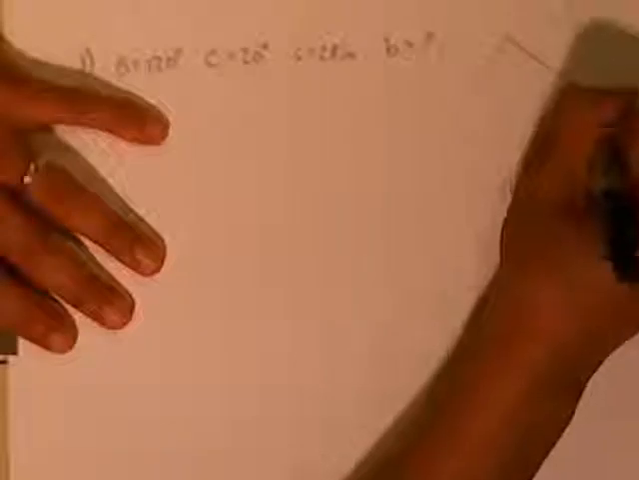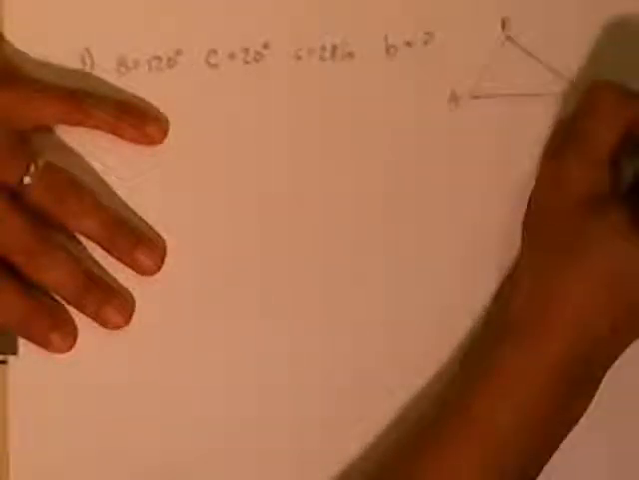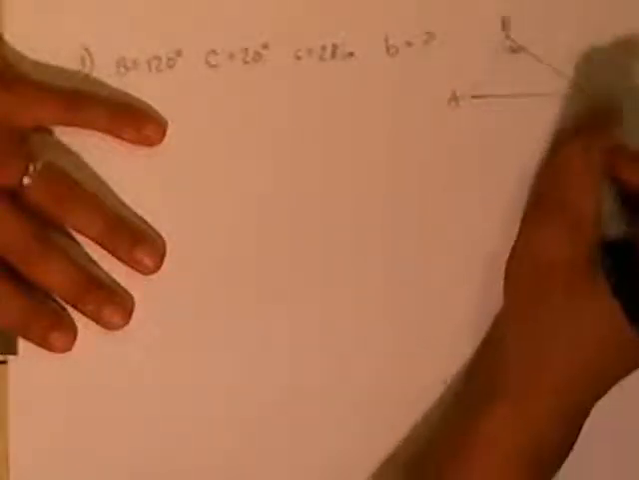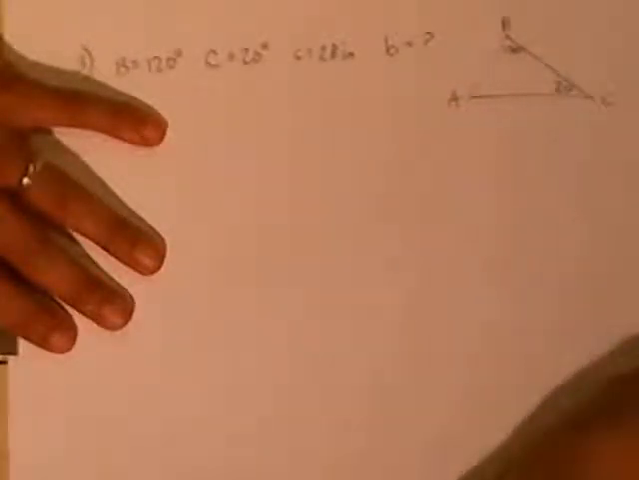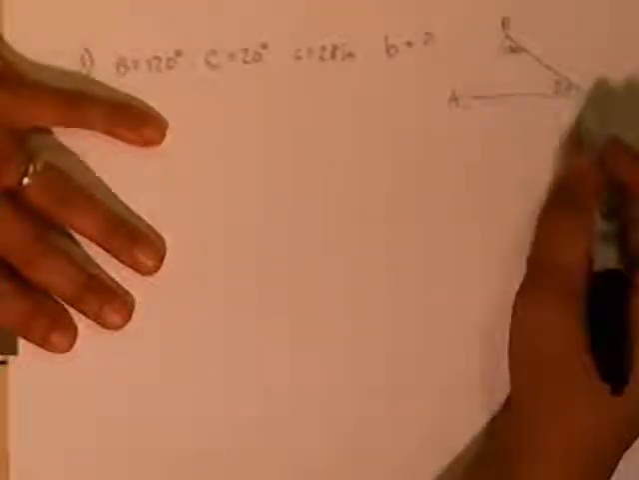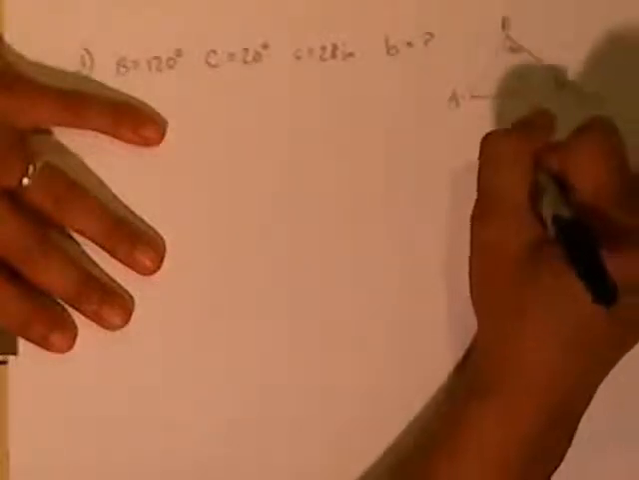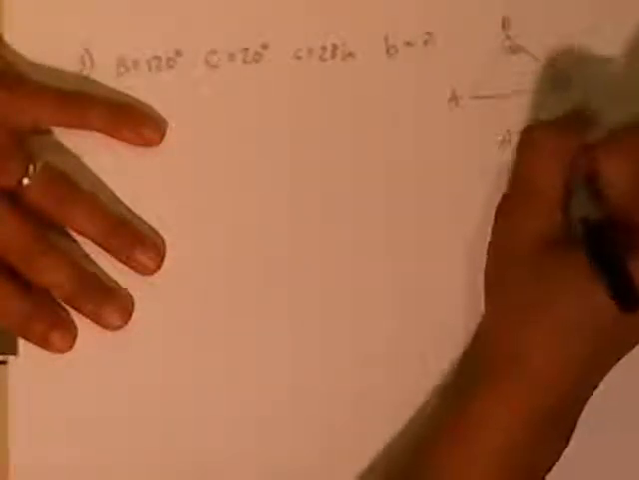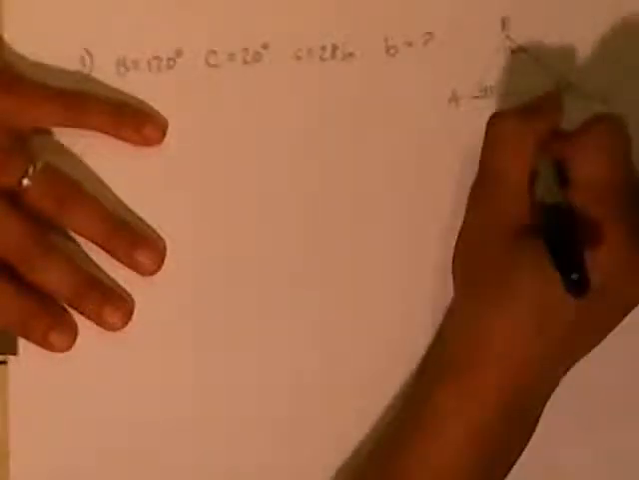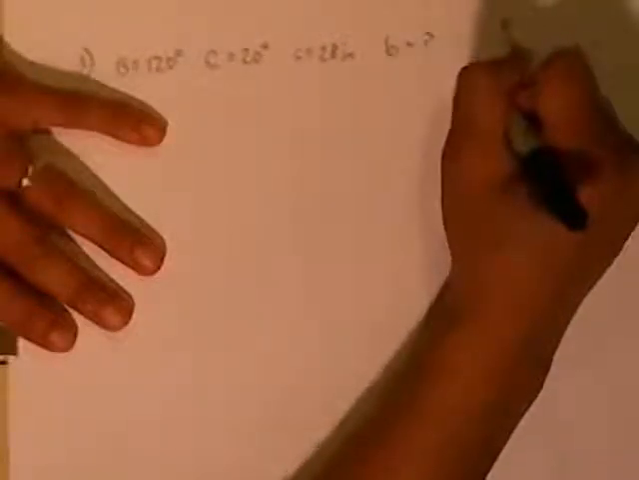Draw the triangle out every single time before you start. There's big A, big B, big C. B is 120. Little c is 20. There it is right there. I know it's kind of hard to see. 120 plus 20 is 140, so that should be 40 degrees. So big A is 40 degrees. We really don't need that, but you should find it anyway. We're trying to find little b. There it is right there. And little c is equal to 28.